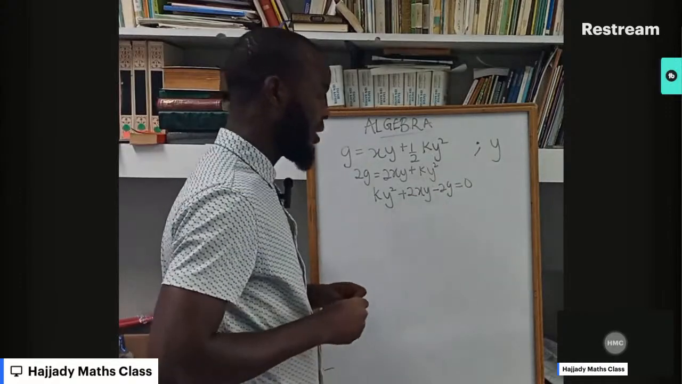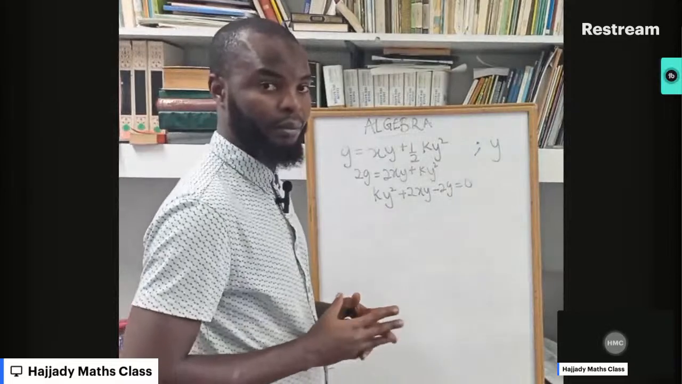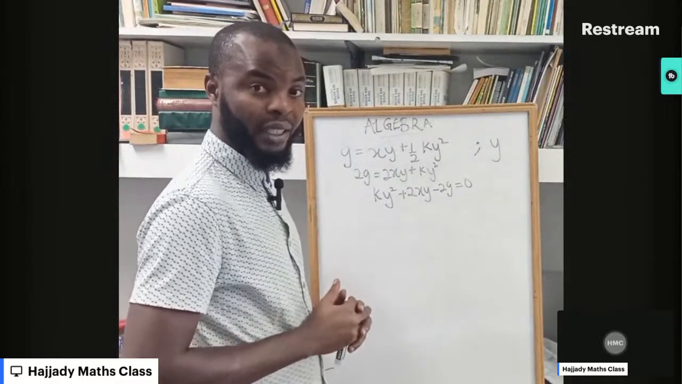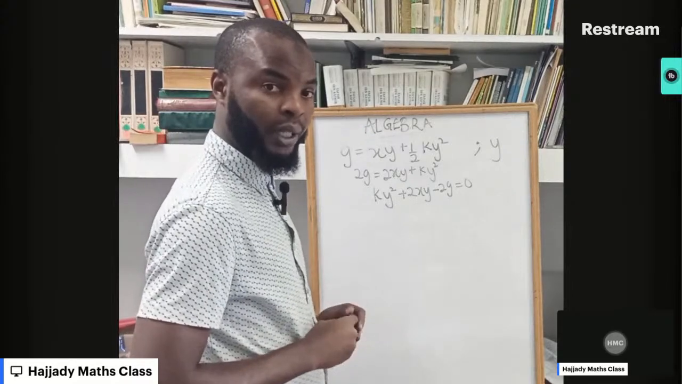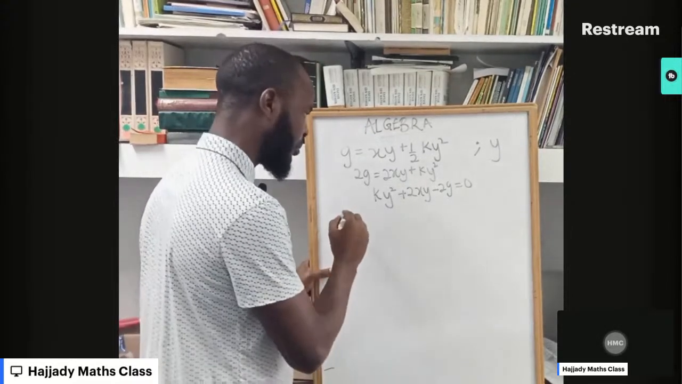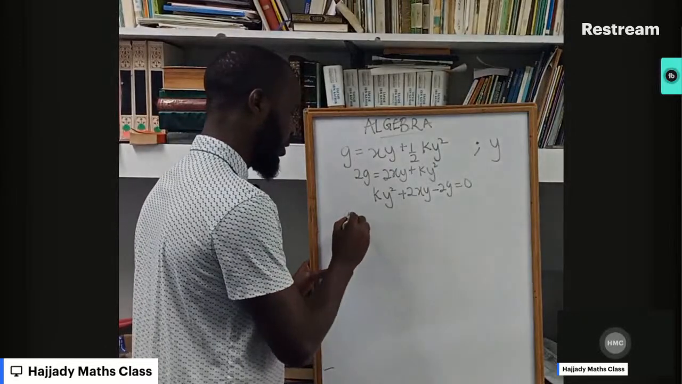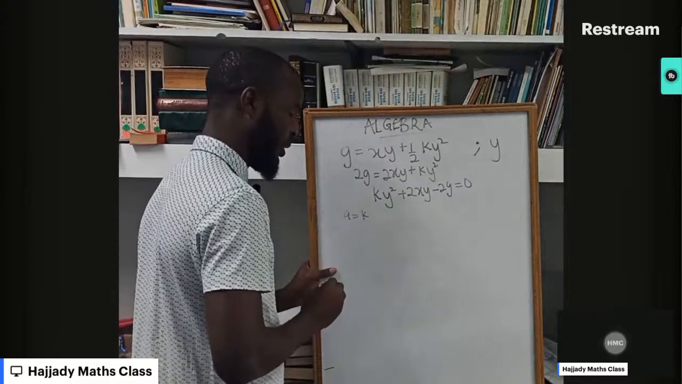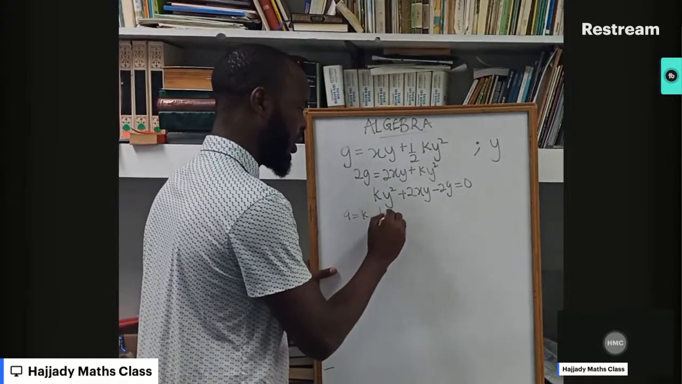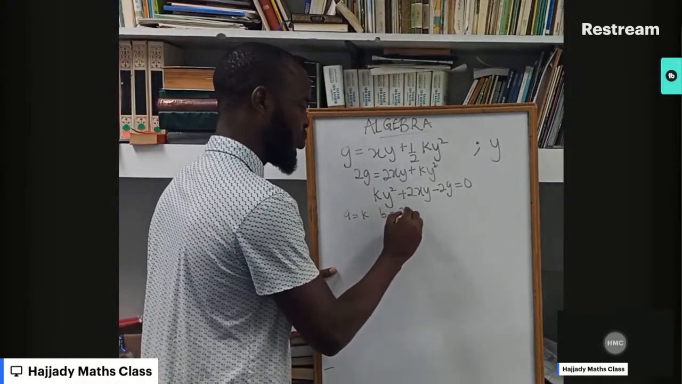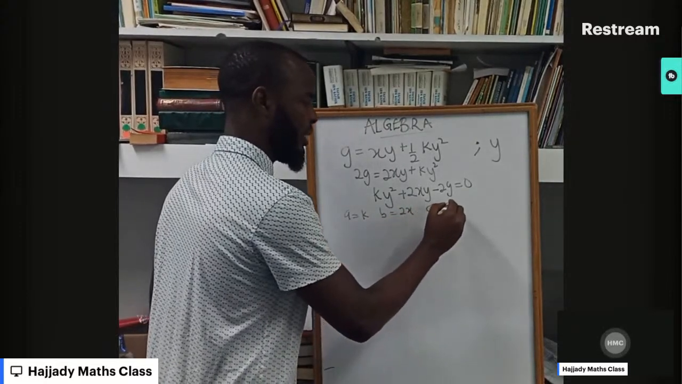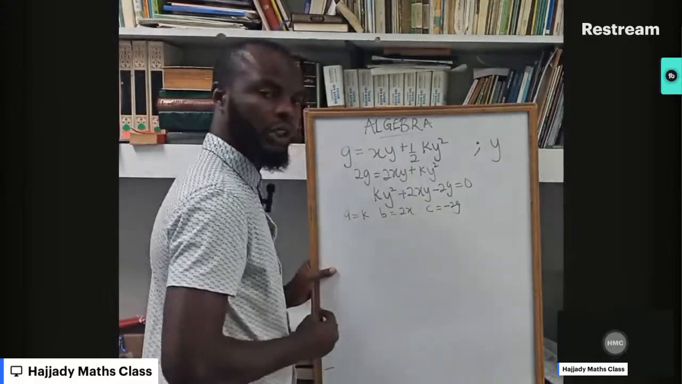And I can tell you that this is a quadratic equation, and the easiest way for us to solve it is to use the quadratic formula approach. So to break it down here, my a, which is the coefficient of y squared, is going to be k. My b, which is the coefficient of y, is going to be 2x. And finally, c is going to be negative 2g.